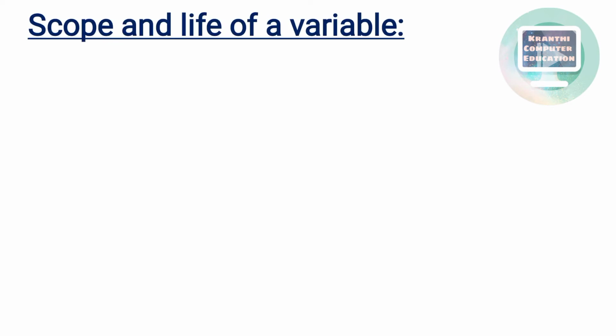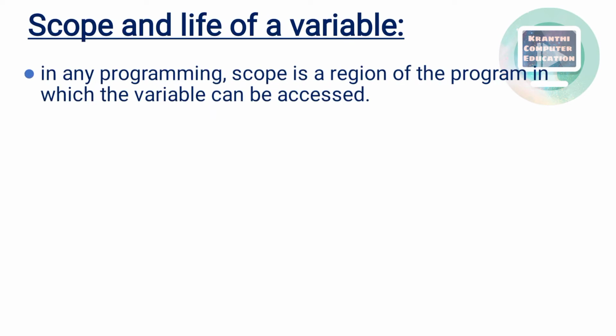Scope and life of a variable. First we will see what a scope is. In any programming language, scope is the region of a program in which the variable can be accessed. Here, region means the place in which we can access our variable. That place, that region, is called the scope of a variable.